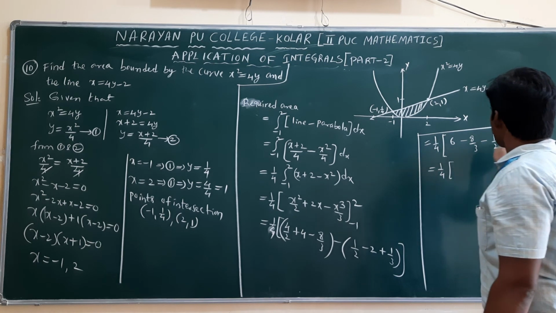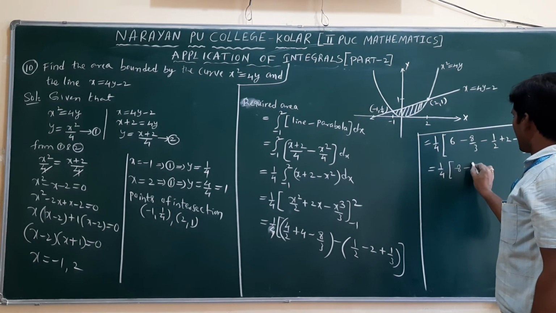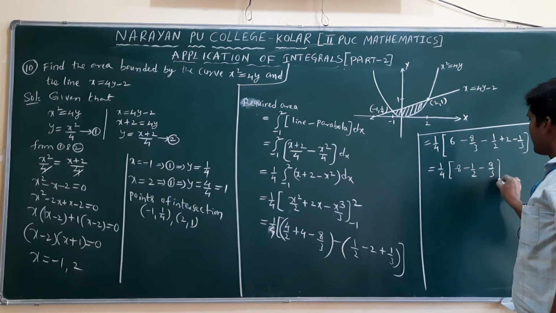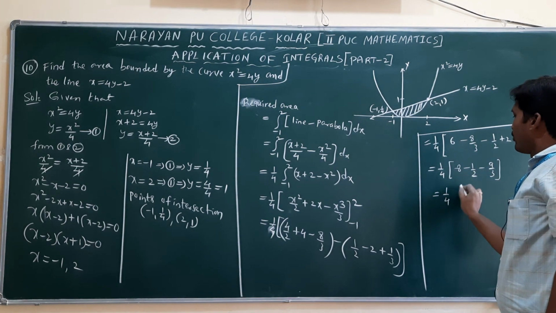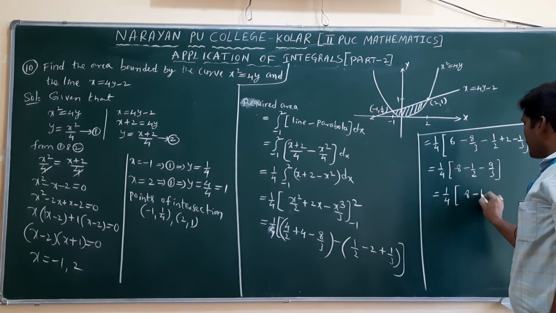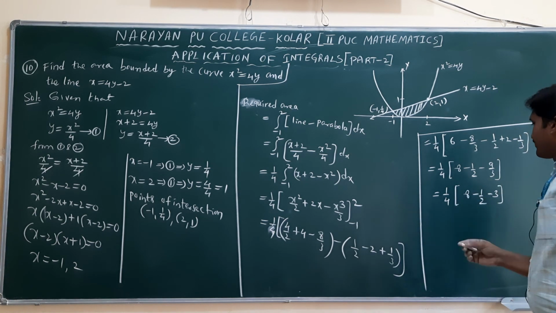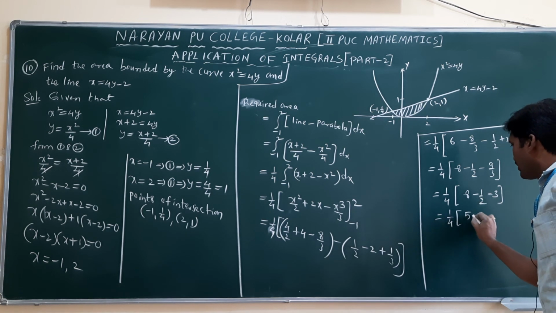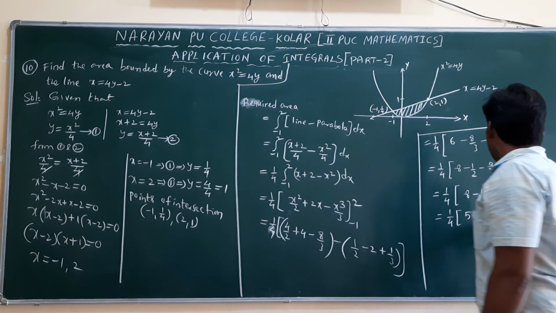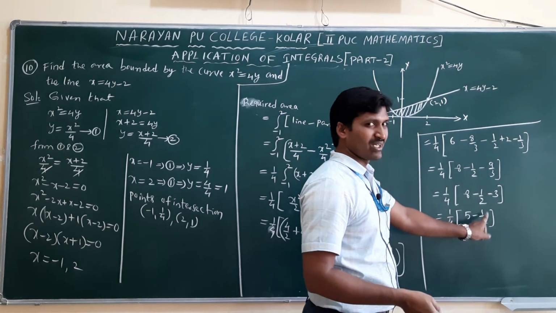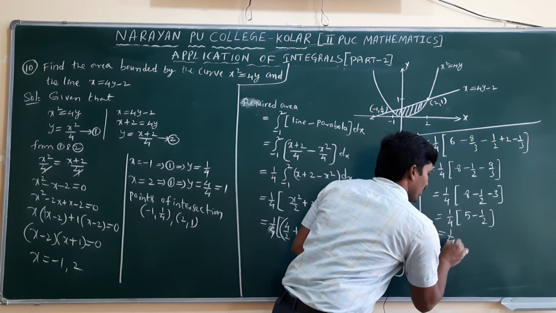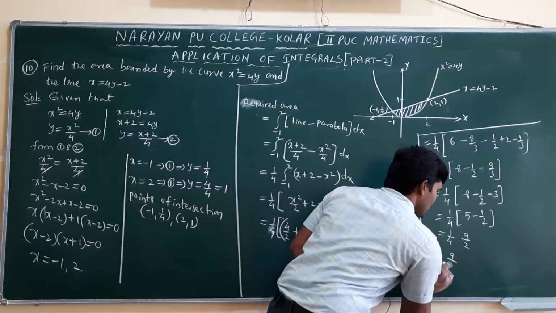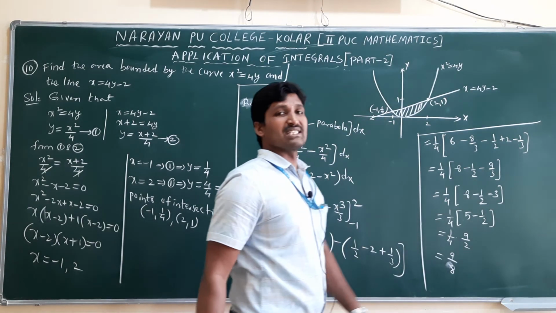1 by 4 into 6 plus 2, 8, minus 1 by 2, minus 8 by 3 minus 1 by 3, that is minus 9 by 3. 1 by 4 into 8 minus 1 by 2 minus 3. From this, 1 by 4 into 8 minus 3, that is 5. 5 minus 1 by 2. Take LCM: 5 twos are 10, 10 minus 1 is 9. That is 1 by 4 into 9 by 2. The answer is 9 by 8 square units.